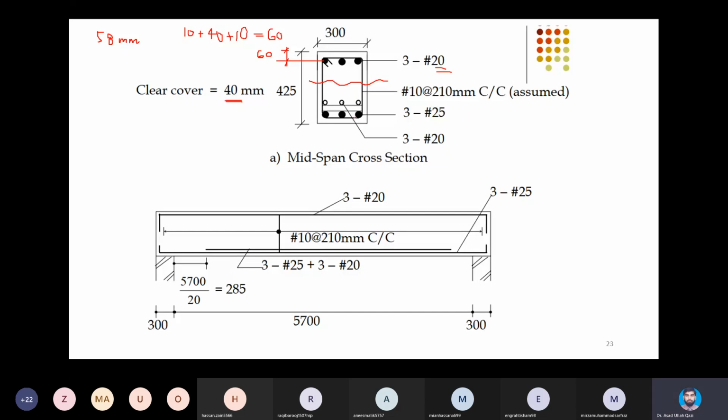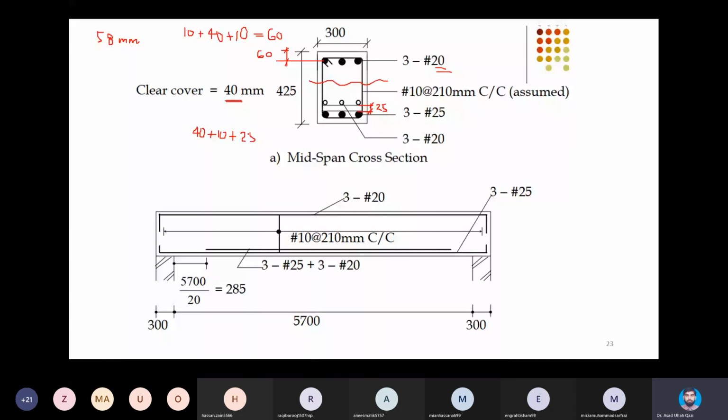Furthermore, code has the direction that if you go for 2 layers, the gap between the 2 layers must allow the aggregate to flow through and to get a good bond and to envelop the bars for gripping within the concrete. You must have a clear space between 2 layers not less than 25 millimeter. So what you are selecting is 3 number 25 in the first layer, 3 number 20 in the second layer. Mechanically speaking, I have a 40 cover.